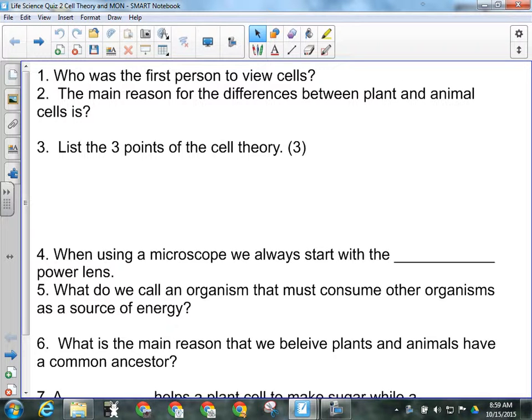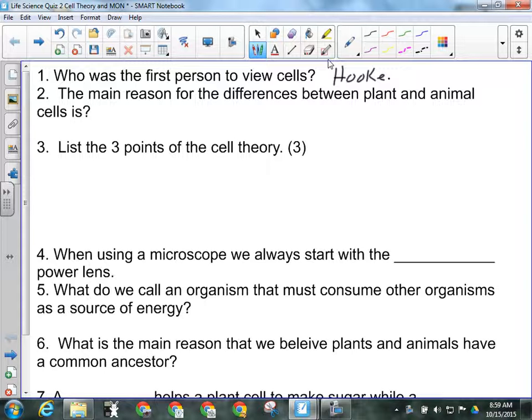Okay, so watch and listen carefully here, guys. Who was the first person to view cells? Andy. Hooke, right, okay. So, Hooke was the first person to view cells. 1 mark for Hooke.